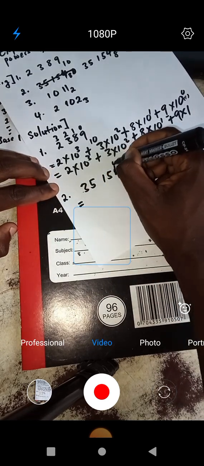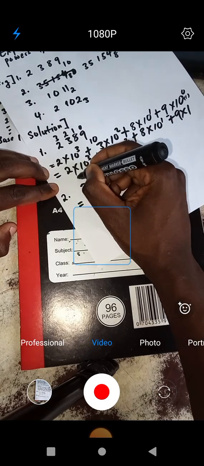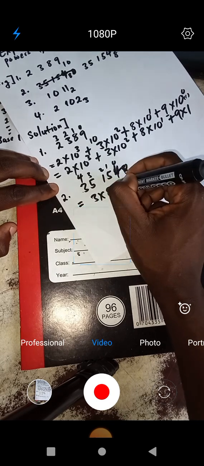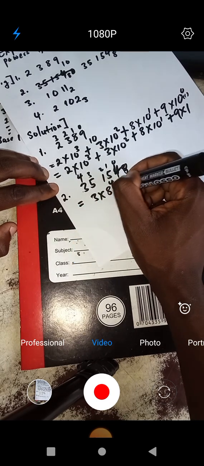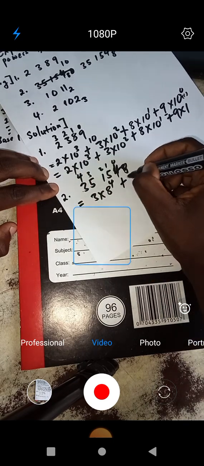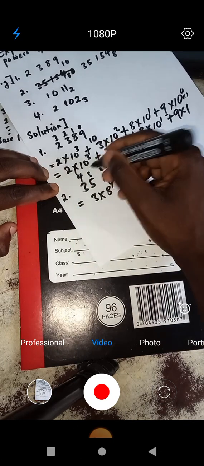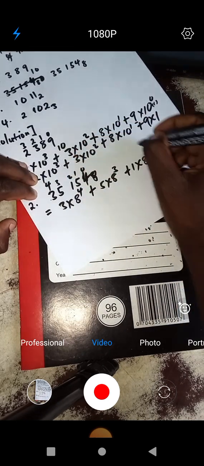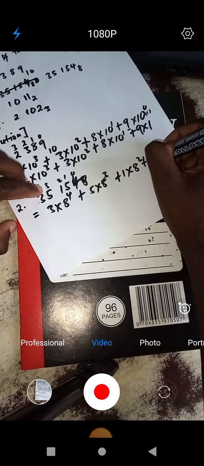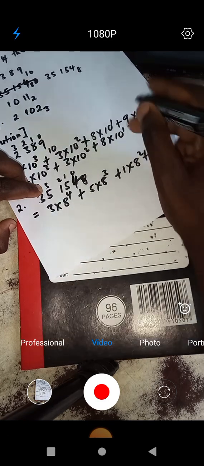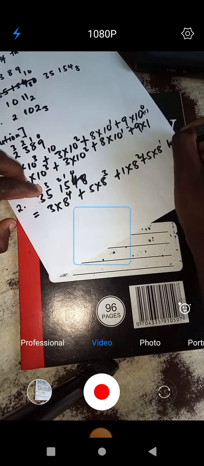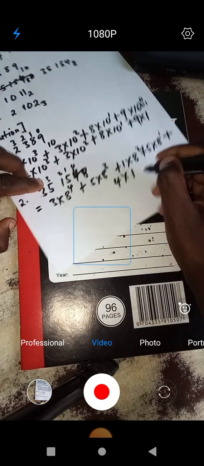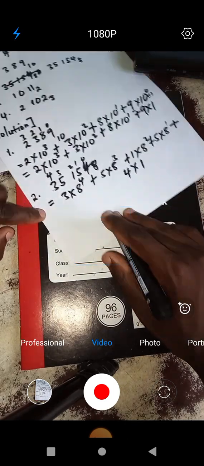We say 0, 1, 2, 3, 4, right? You can say 3 times 8, which is our base, to the power 4, plus 5 times 8 to the power 3, plus 1 times 8 to the power 2, plus 5 times 8 to the power 1, plus 4 times 1, which is 8 to the power 0. This is our solution.